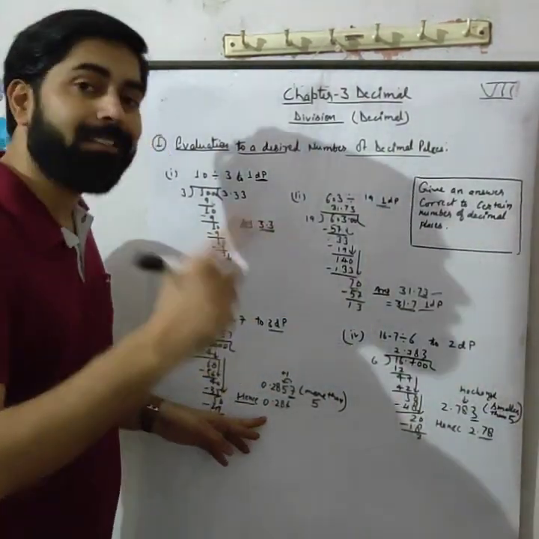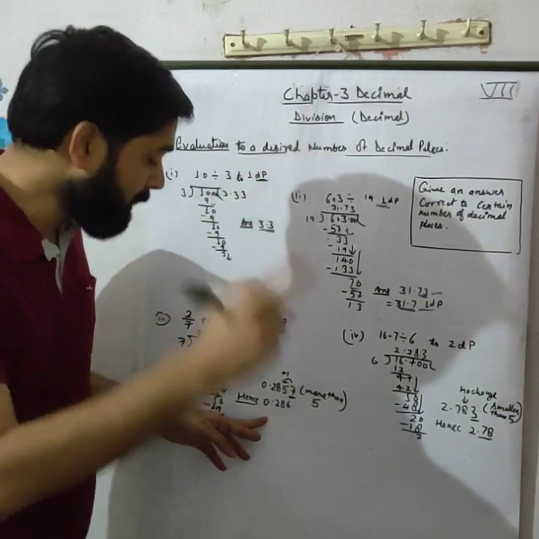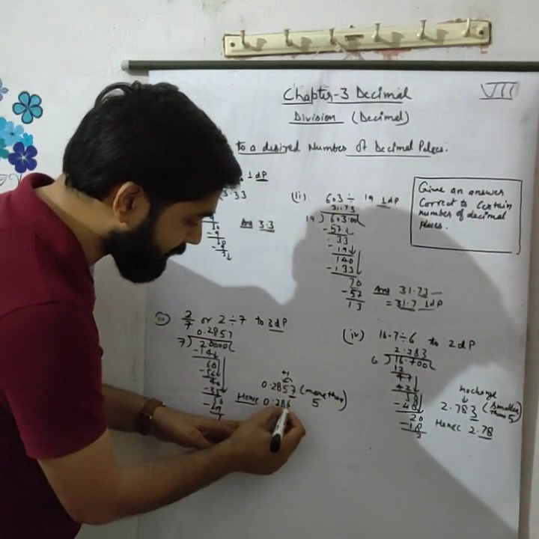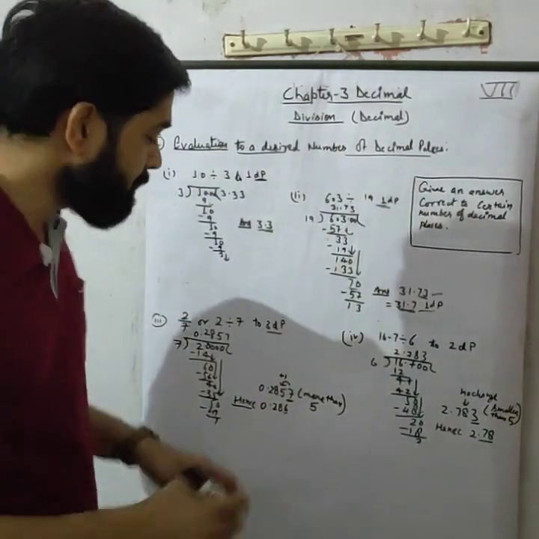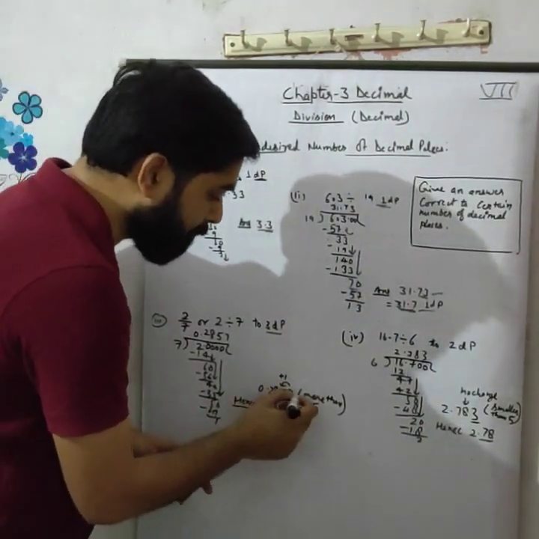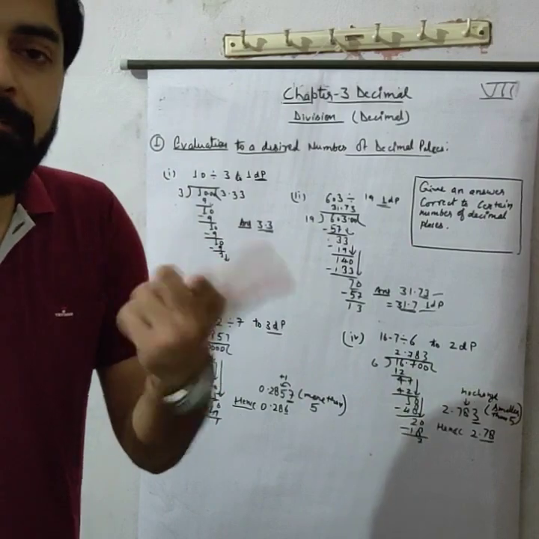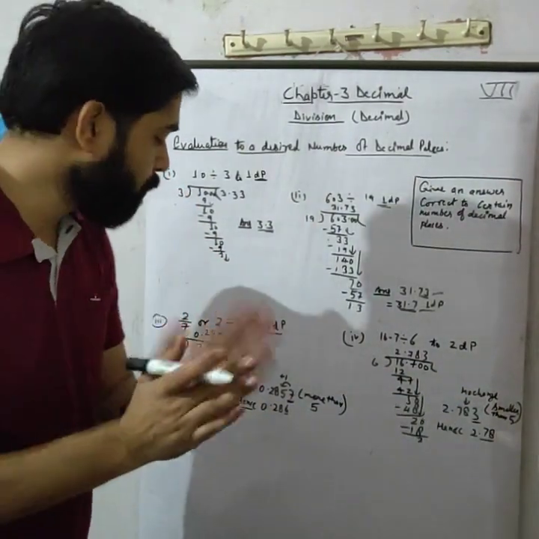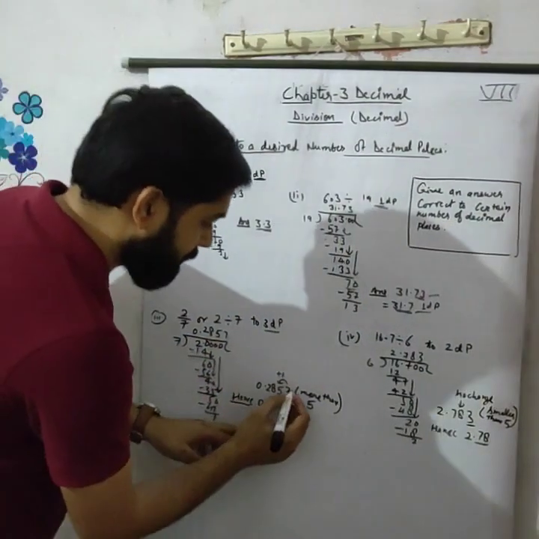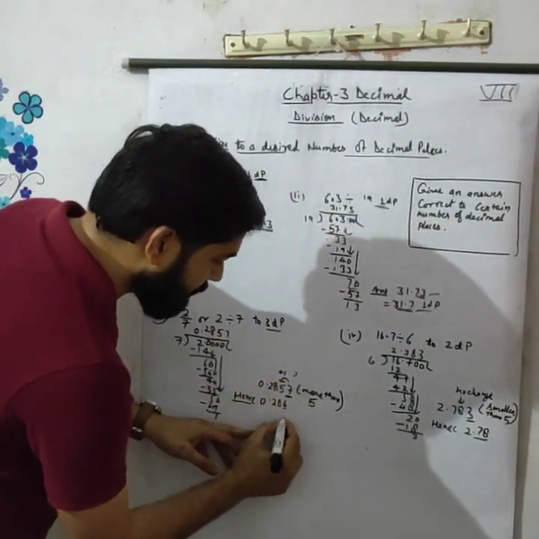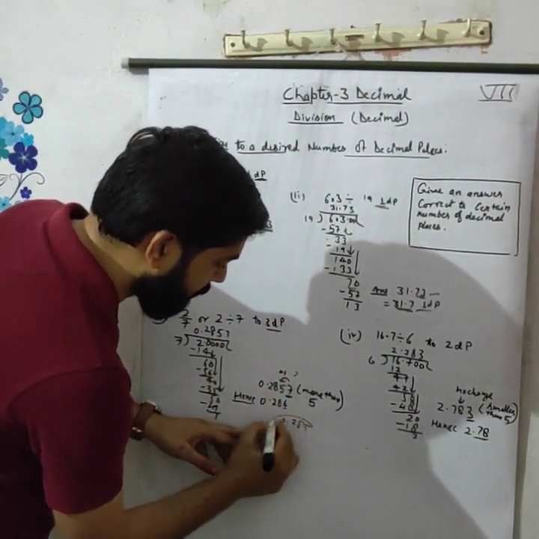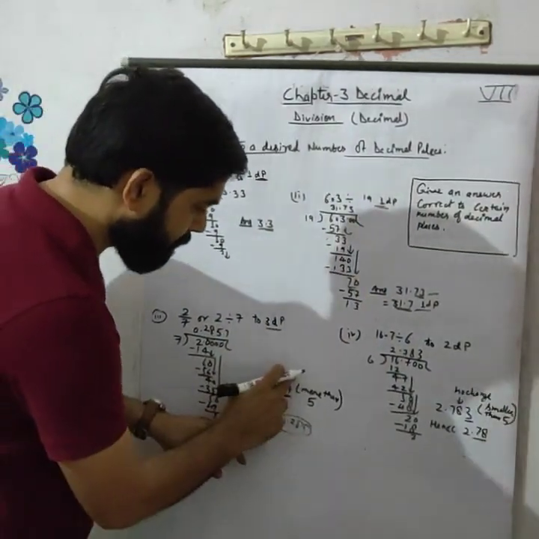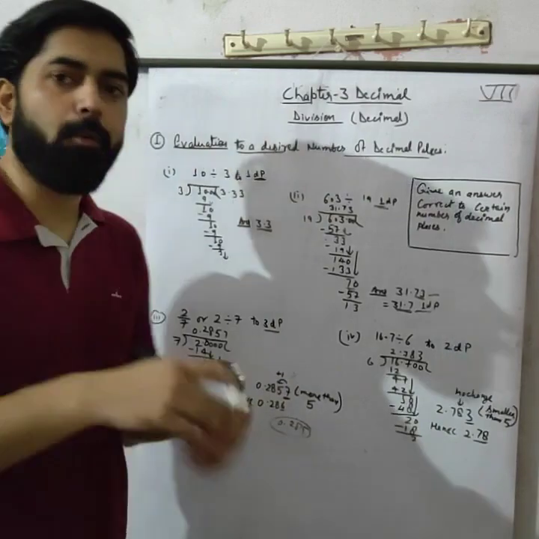Then we write the answer up to 3 decimal places. The answer will be 0.286, not 0.285. Why? Because after the 5, what is the number here? 7, and 7 is more than 5. If it were less than 5, you would write only up to 0.285. Suppose here is a 3, then we can write easily 0.285 with no change. But here is a 7, and 7 is more than 5.